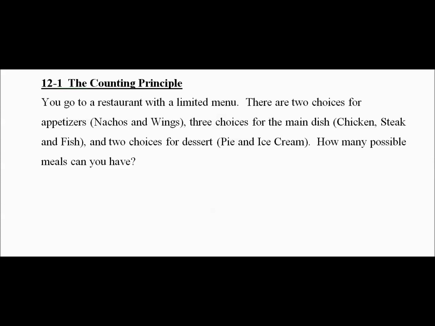Lesson 12.1, the counting principle. So this is probability, and we're going to do a lot of real life situations where we're discussing what happens. For example, we're going to a restaurant, and there's a limited menu. You have nachos and wings, then you have chicken, steak, or fish for the main dish. The nachos and wings are appetizers. And then you got pie and ice cream for dessert.